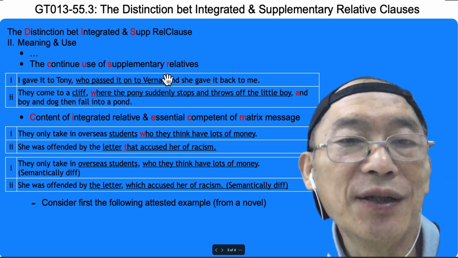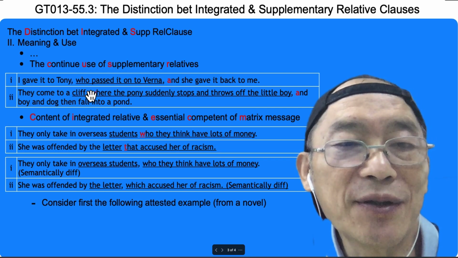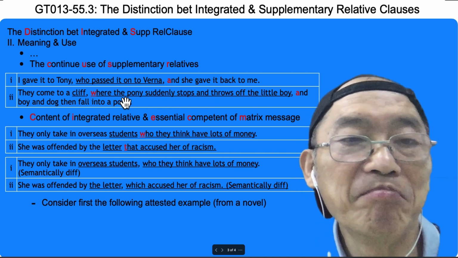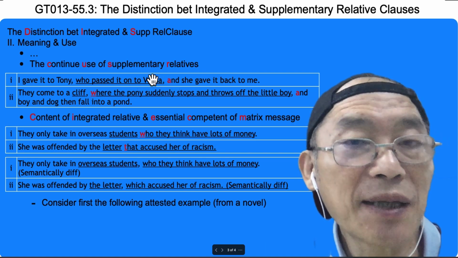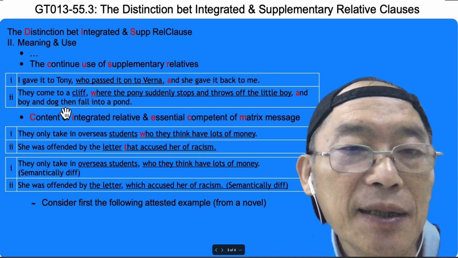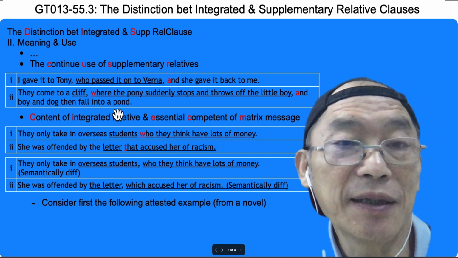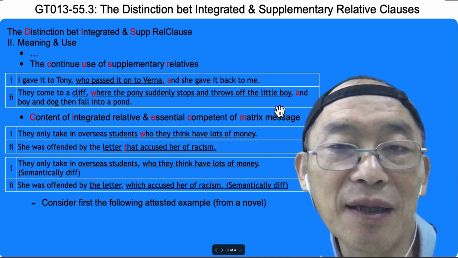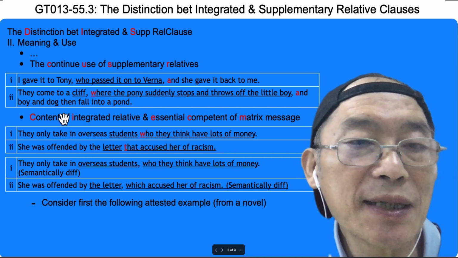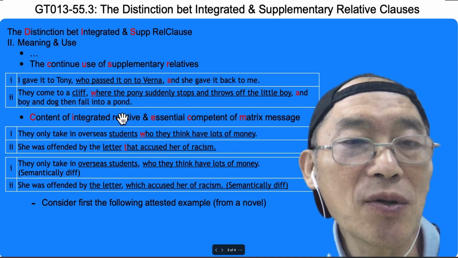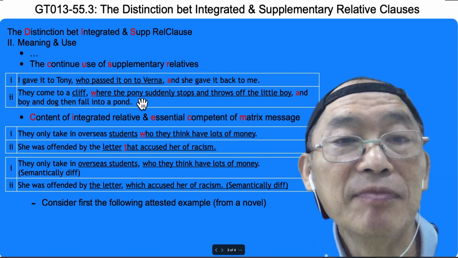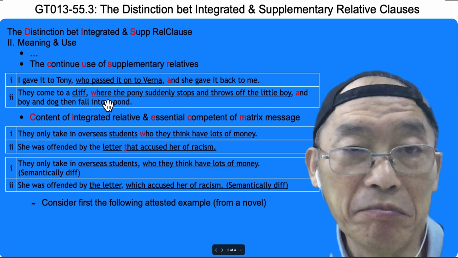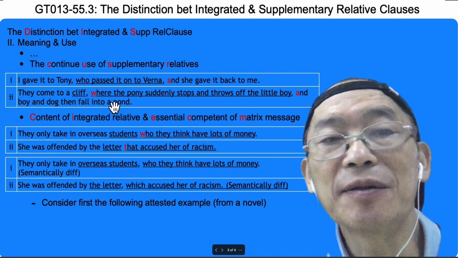Continuative usage. Okay, give it to Tony, who passes it to Verna, and she gave it back to me. Continuative usage, supplementary only. They came to a cliff, where the pony suddenly stops and throws off the little boy, and the boy and dog then fall into a pool. A sequence of events, supplementary only. This is a relative clause.